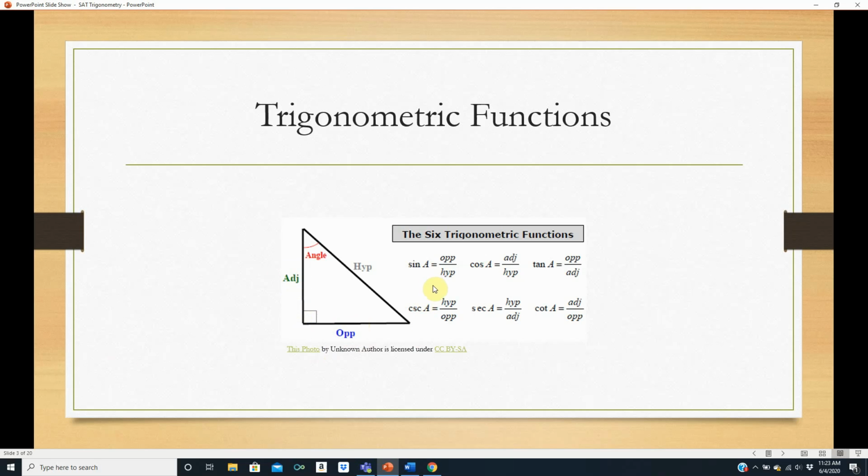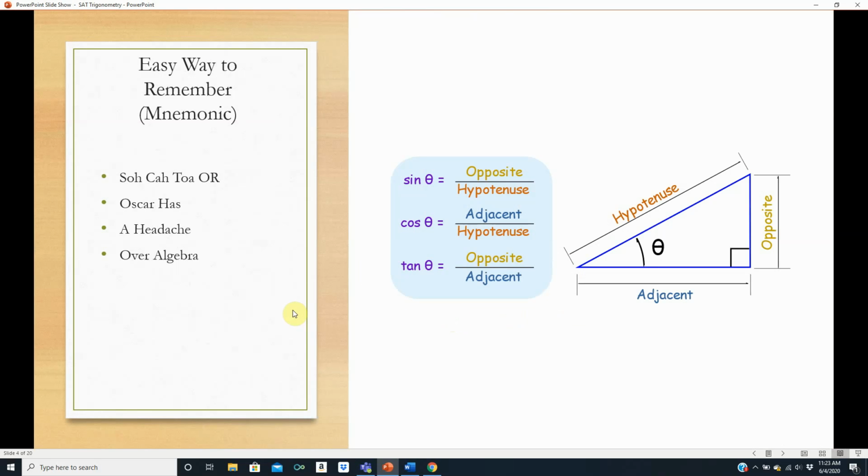Now, if you're wondering what these other ones are, the cosecant is just 1 over the sine. So instead of opposite over hypotenuse, it's the hypotenuse over the opposite. Secant is just going to be 1 over the cosine. So instead of the adjacent over the hypotenuse, it's the hypotenuse over the adjacent. And the cotangent is literally you just flip the tangent. So instead of opposite over adjacent, it's adjacent over opposite. So it's just 1 over the tangent. Really easy.